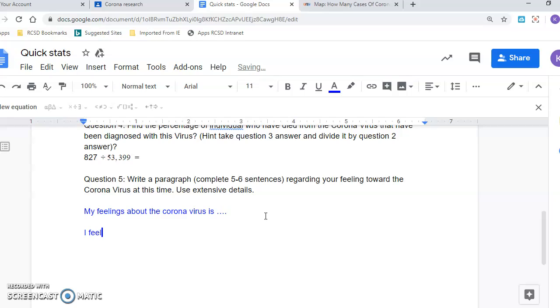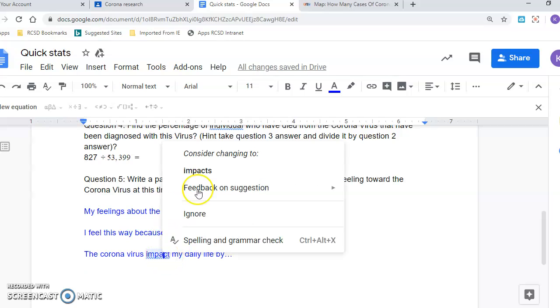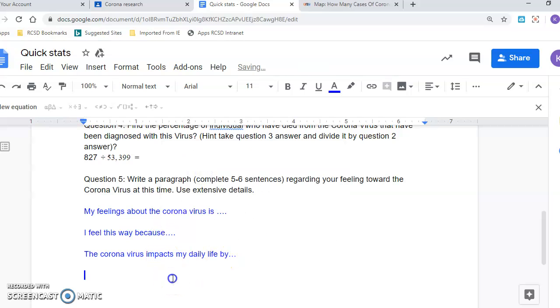I feel this way because the coronavirus impacts my daily life by. I forgot my S on there. See, teachers use spell check too. Okay, I need 5 to 6 sentences. I've got 3, I need at least 2 more.